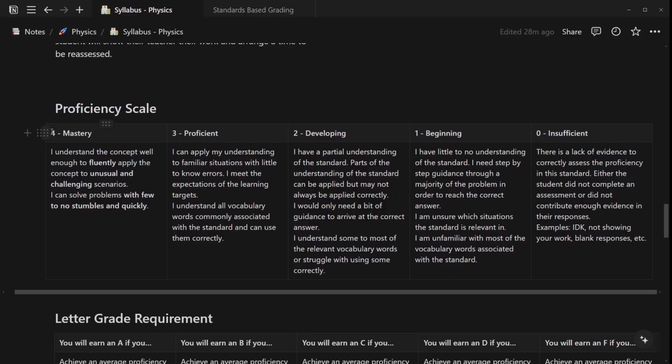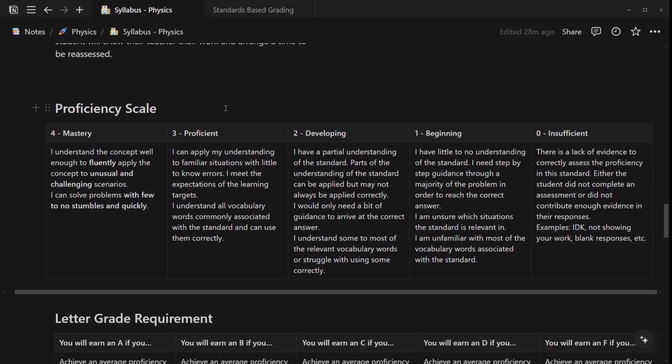This is not given out every day, and so they shouldn't be the goal. And you don't need to earn a single 4 to get an A in the class. This is above and beyond. So the idea behind this, what is mastery? It says, I understand the concept well enough to fluently apply the concept to unusual and challenging scenarios. I could solve problems with few to no stumbles and quickly. Like, you are just a master of this. But 4s are not what we're targeting.